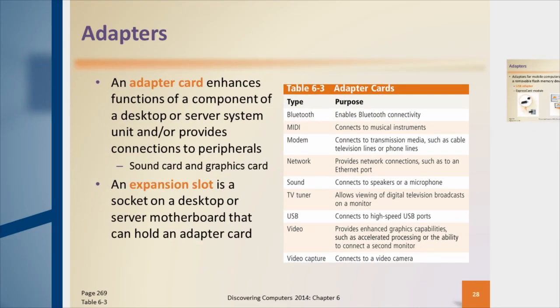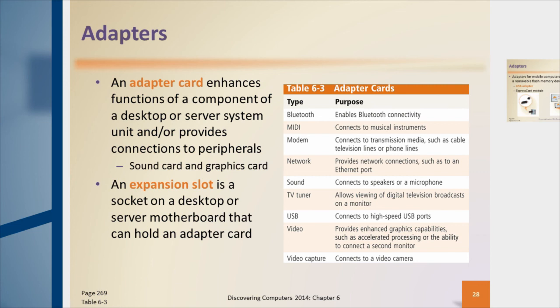How do we extend the functionality of a computer? Well, we can use various adapter cards and plug them into expansion slots. Adapter cards include things like TV tuner cards, video capture cards, sound cards, network cards. There's lots and lots of different types of adapter cards that we have available to us. And it really depends on what it is that we're trying to do. We may be trying to add a second network card to our system, for example. Our motherboard may not have a video card built onto it, so we may need an expansion card that has video. And those get plugged into expansion slots.